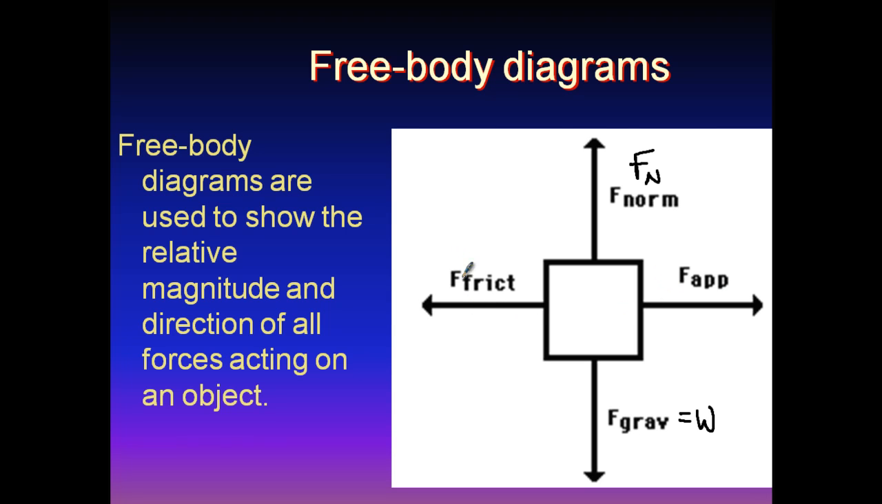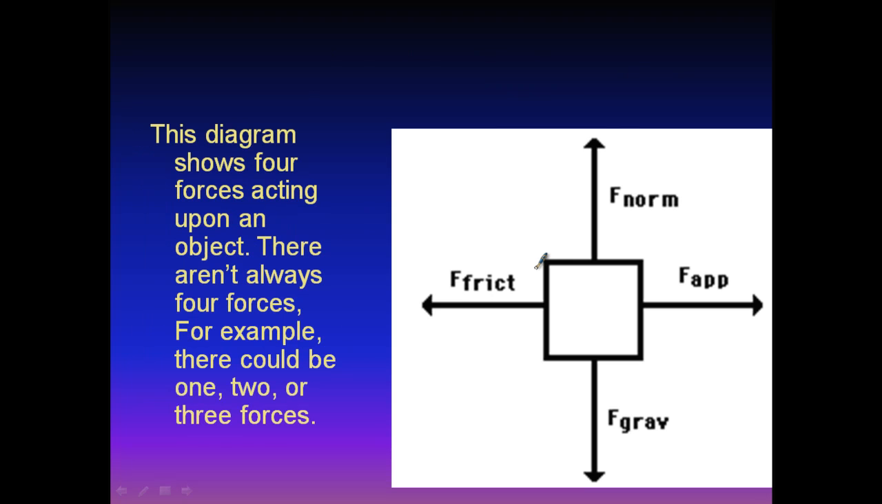Now we're going to be dealing a lot with friction, which occurs between two objects as they slide across each other. So normally our applied force goes one direction and our frictional force goes another direction. It could also be something like air resistance, like anything that opposes motion. Actually, air resistance is a type of friction. So basically, pretty much any force we talk about that opposes the motion of the object is going to be a frictional force. So this diagram shows 4 forces acting upon an object. There aren't always 4 forces. For example, there could be only 1 or 2 or 3 forces.